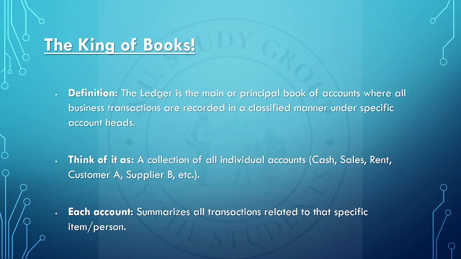What is a ledger? Think of it as the main filing cabinet of your accounting system, while the journal is like a daily diary of every transaction. The ledger takes that information and sorts it into specific folders, or accounts. There is an account for cash, one for sales, one for rent expenses, one for salaries, one for a customer, one for a supplier, and so on. It's the principal book where we classify and summarize everything.